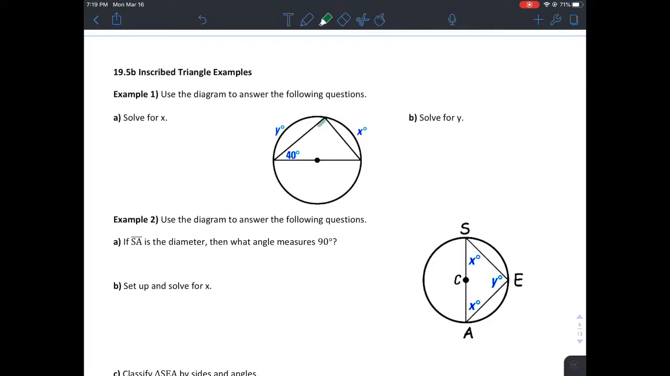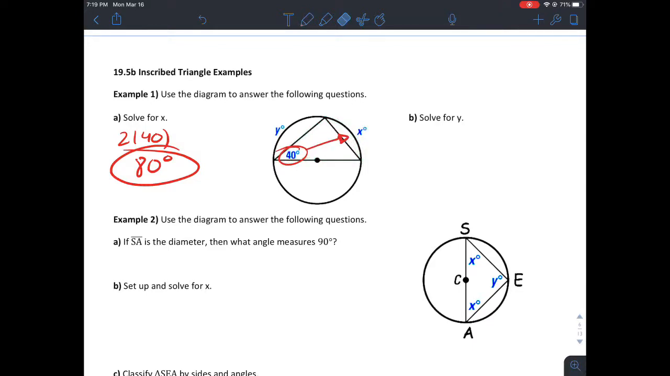So if we're looking here, I automatically see an inscribed angle here. Right? That's an inscribed angle. They gave us the measure of the inscribed angle, which is 40. So if the measure of my angle is 40, my arc has to be twice that. So I just do 2 times 40, which is going to give me 80 degrees. And that's what x is equal to.